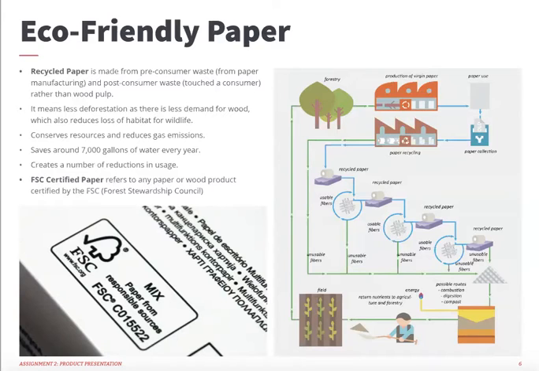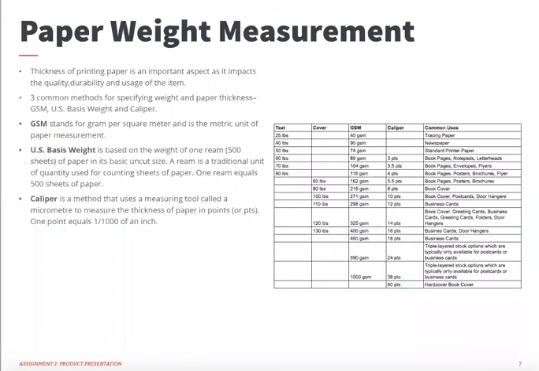FSC certified paper refers to any paper or wood product certified by the FSC or the Forest Stewardship Council, which means that they were created using sustainable practices.